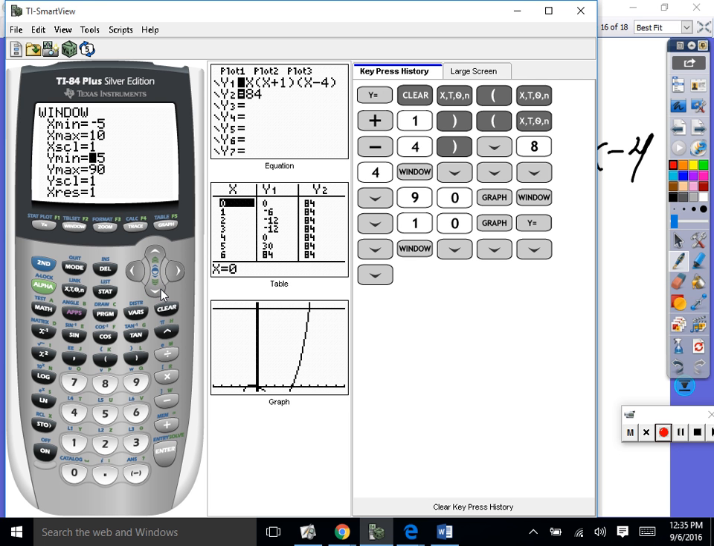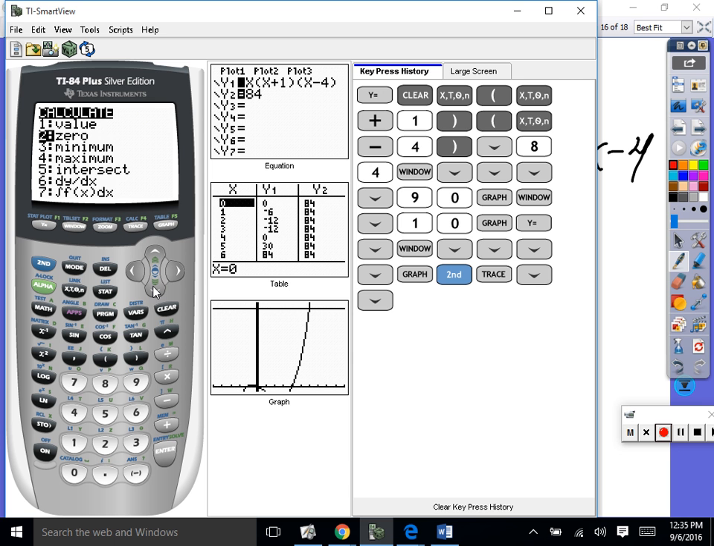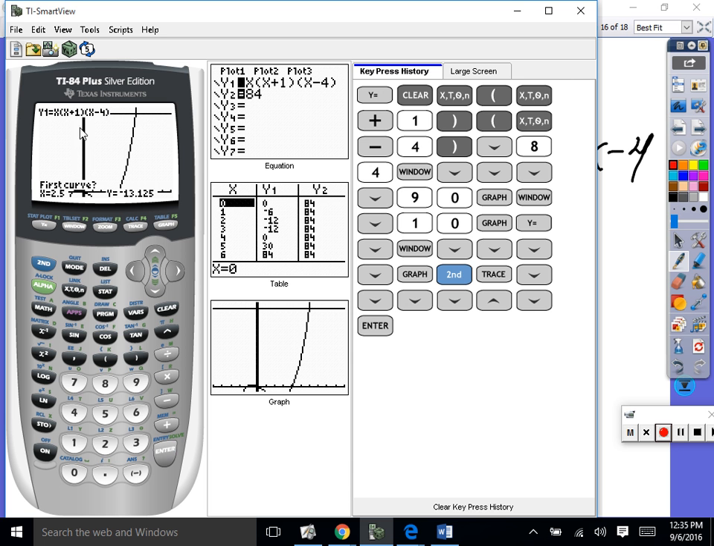Does everybody understand that? Yeah. So then I hit graph, and if you need to change your x max to see further this way, then you can go further on the x positive. So I hit graph. Now I want to know where these functions are equal, so I do second trace, go to intersect, hit enter. It says first curve, it's on the cubic. I hit enter. It says second curve, I'm on the line. Hit enter. You can just hit enter twice. Enter again. X equals 6 is where they intersect. And x is equal to 6.